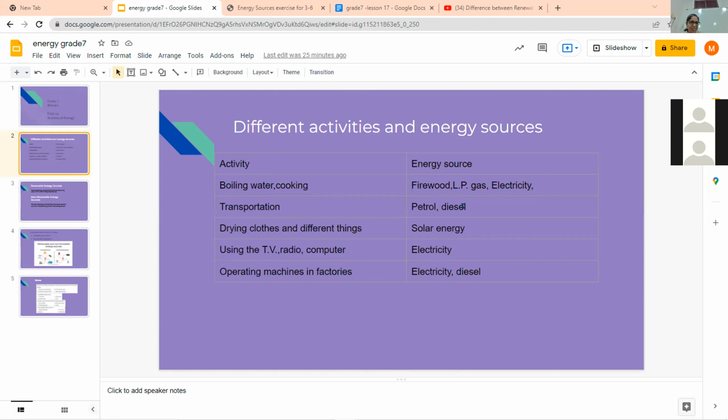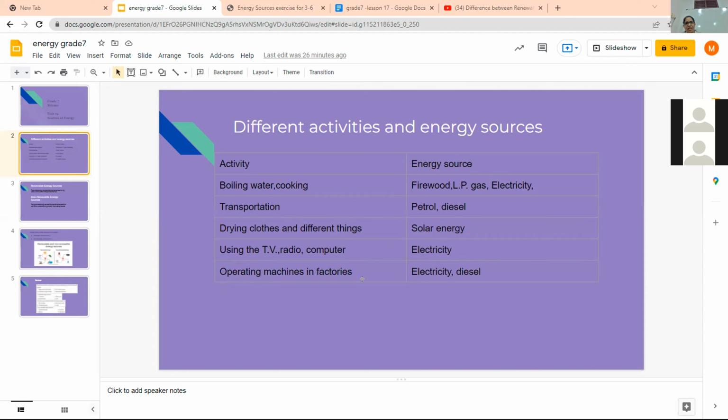Yes, very good. Drying clothes and different things. If we want to dry something, what energy source do we use? Solar energy. Operating machines in factories: electricity, diesel. And also, can we dry our clothes by using wind? Yes. Using the TV, radio, computer, and other electric items: electricity. Operating machines in factories: electricity or diesel.